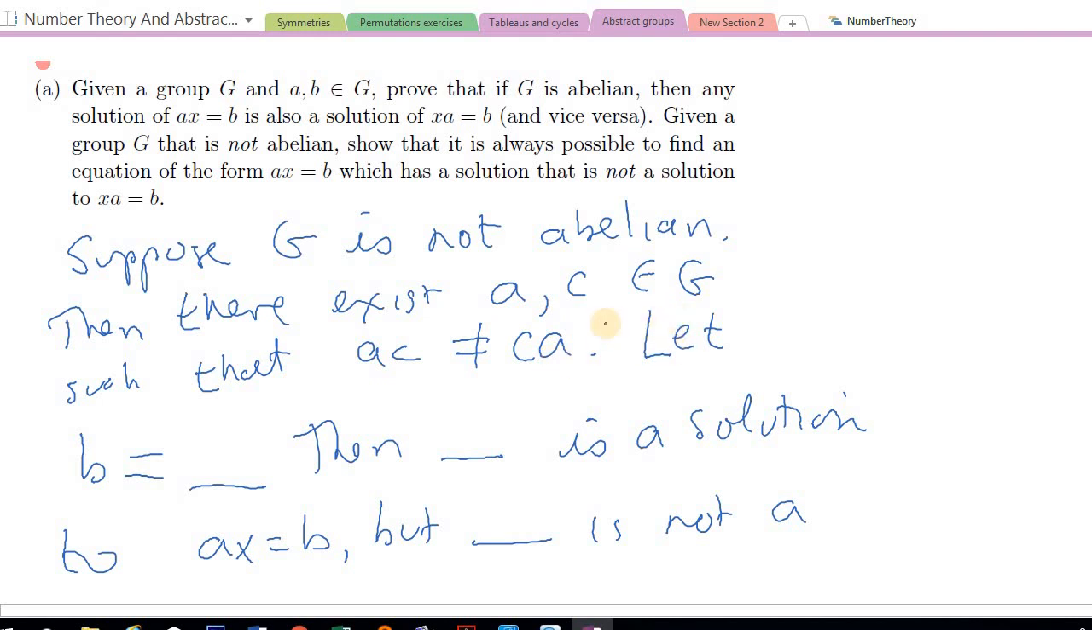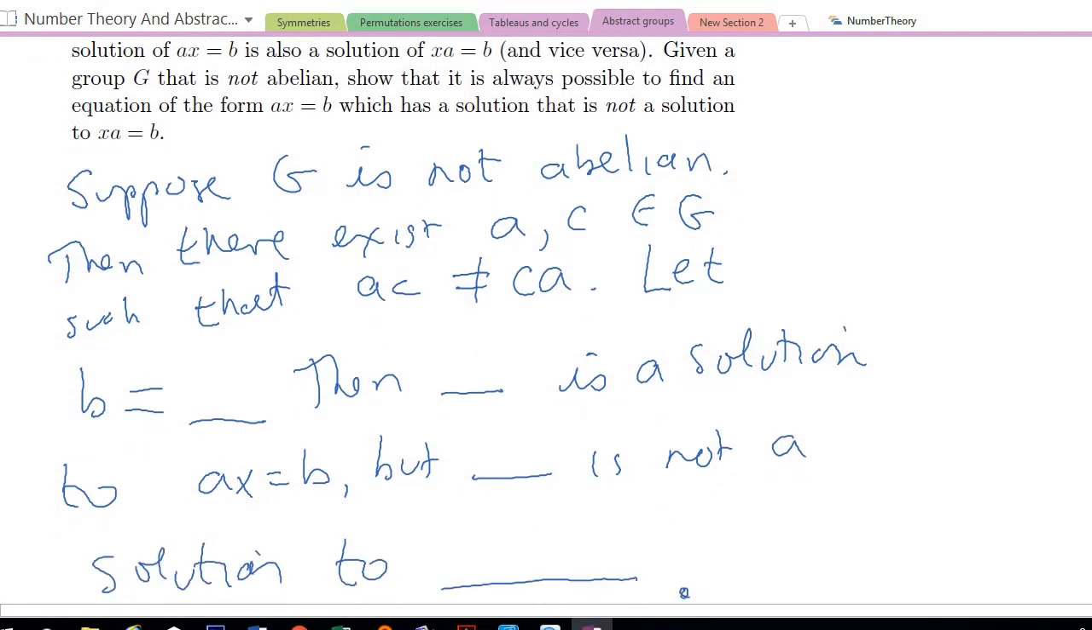So what you're going to do is define B as something, and then you'll have something is a solution to AX equals B, but something is not a solution to something else. All right. So here, I kind of give you some hints on how to fill this in if you want to use these hints. If you want to do it yourself, that's fine. But this is one way to do it, just by filling in its outline. Your writing shouldn't be that much more than this. Okay, this gives you kind of an idea of how complicated this problem is.